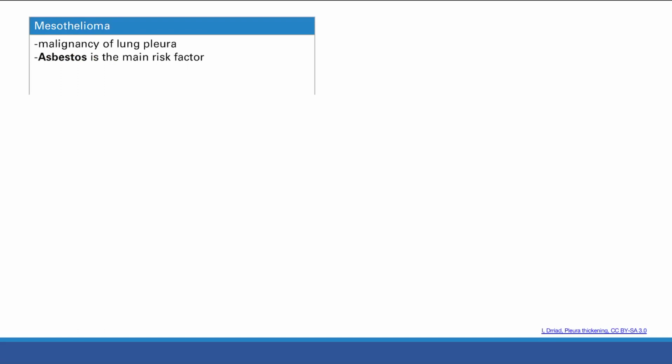The main risk factor here is asbestos, okay? Smoking is not a risk factor. I want to emphasize that. Smoking is not a risk factor. The main risk factor is asbestos. So, what clinical features would you expect for a patient with cancer of the lung pleura?